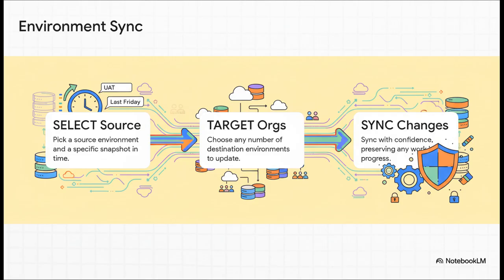First, you select your source. Let's say it's the UAT environment as it was at noon last Friday. Second, you target where it's going, maybe all the dev sandboxes for a specific team. And third, you sync. And you do it with confidence, knowing the system is smart enough to preserve the work that's already in progress in those sandboxes.